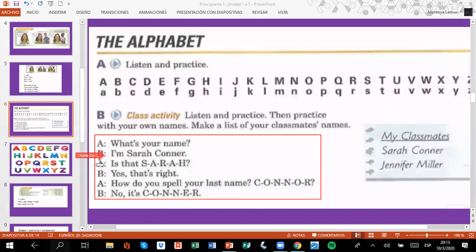What's your name? I'm Sarah Connor. Is that S-A-R-A-H? Yes, that's right. How do you spell your last name? C-O-N-N-O-R? No, it's C-O-N-N-E-R.